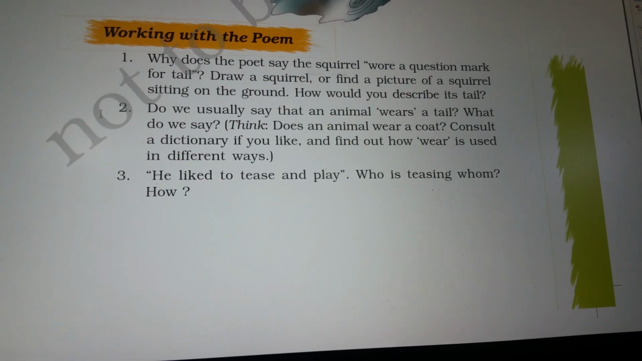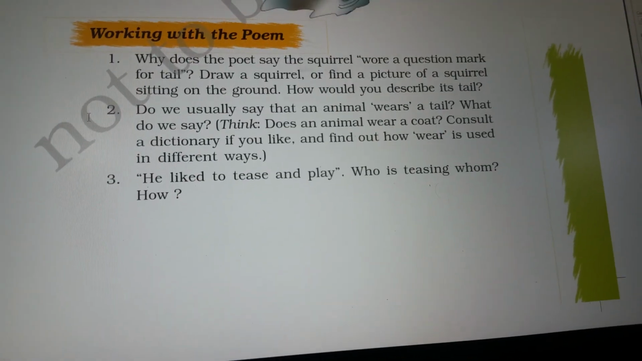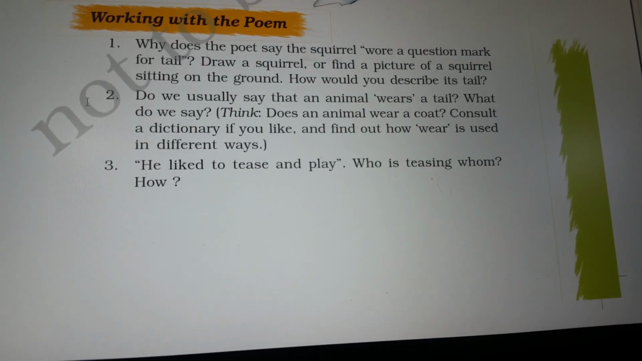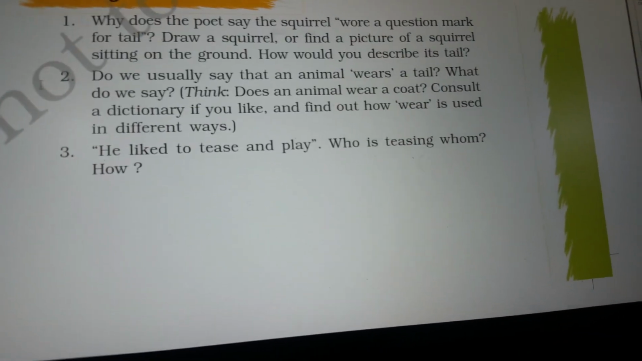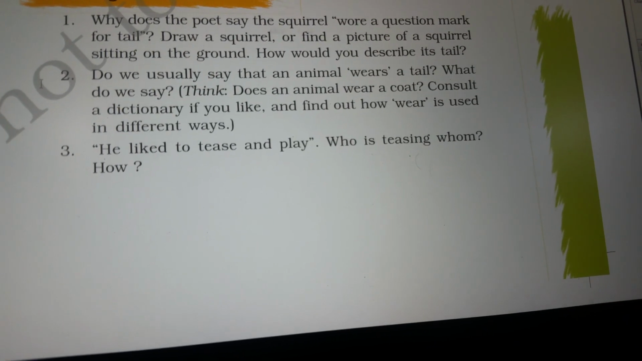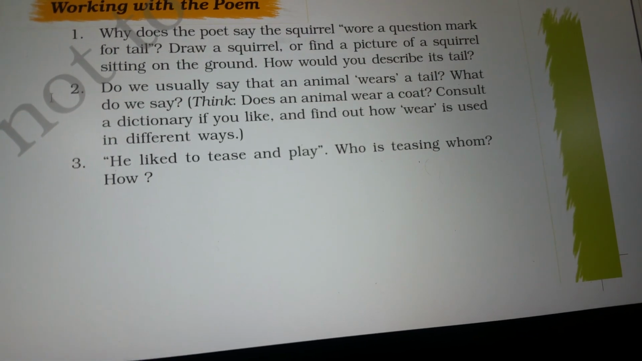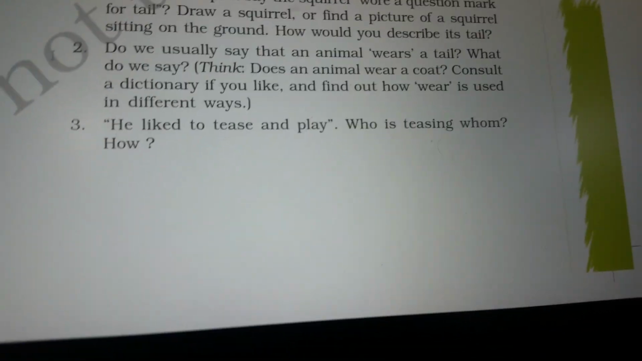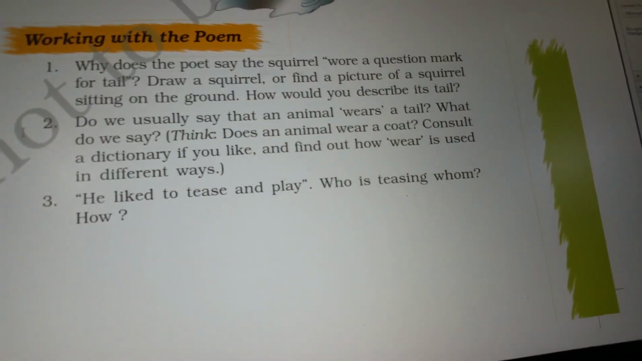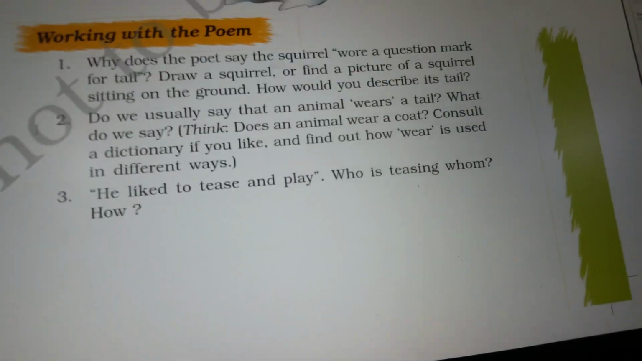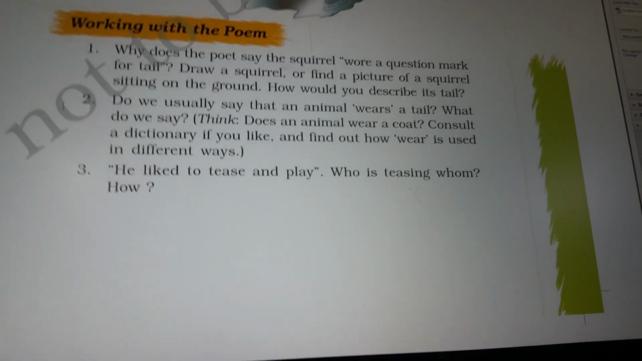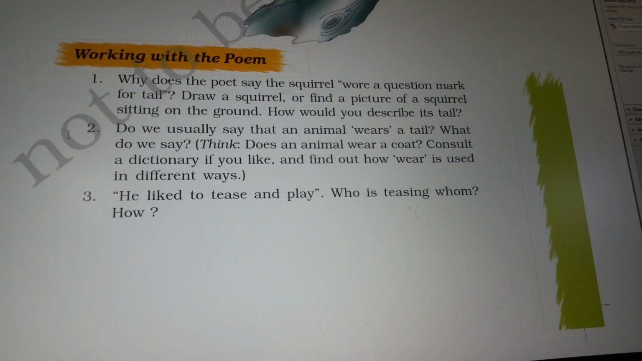No need to draw, or you can look for a picture of a squirrel online as well, or in any of the books. So the poet said that the squirrel wore a question mark for a tail because its tail is twisted, appearing like a question mark, because the tail of the squirrel was bent, was twisted. That's why it appears as if it is a question mark, and so the poet called the tail of the squirrel a question mark.